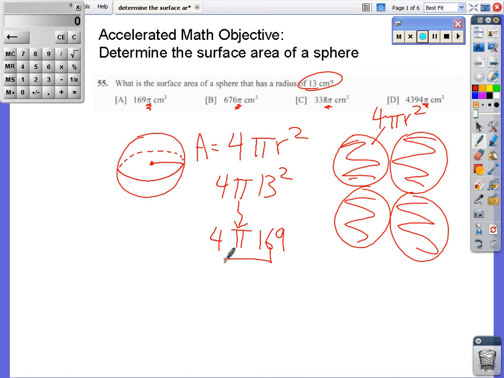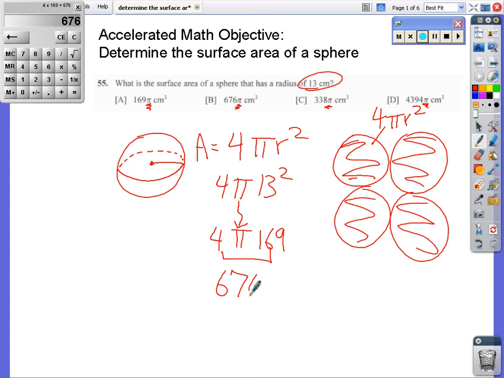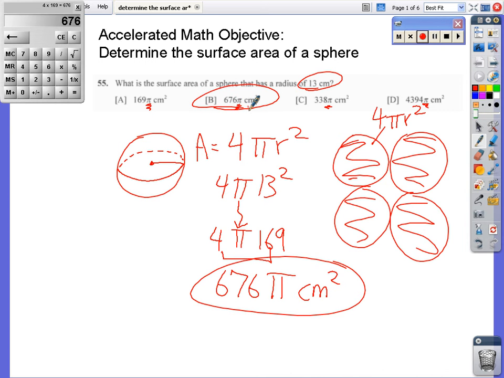Then we're going to use the commutative property of multiplication to rearrange this a little bit. And we've got 4 times 169, and we got 676 pi, and that's in, well, they said centimeters. That's centimeters squared. So there's our answer, 676 pi centimeters squared. All right, let's go on to the next one.